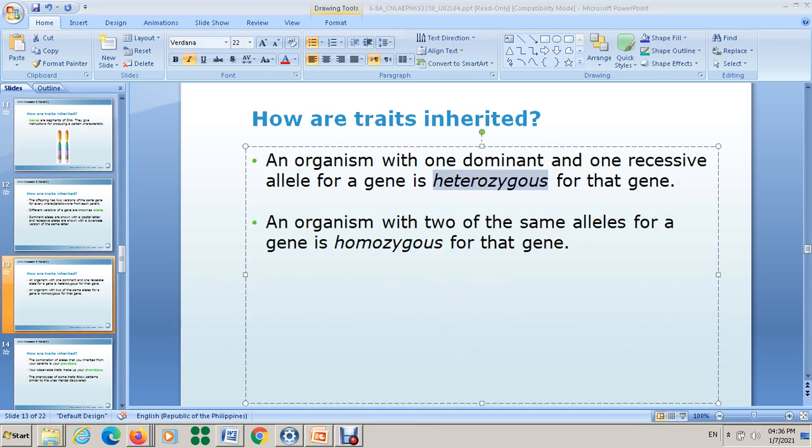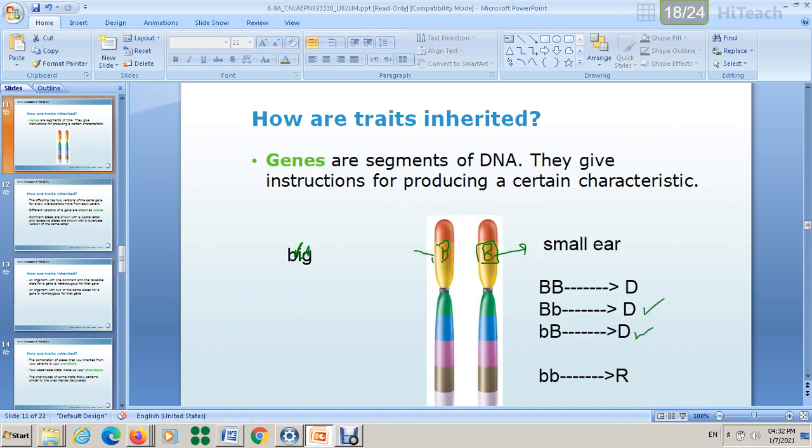Okay, so let's go back. An organism with two of the same allele for a gene is homozygous for that gene, which means like this one, this is homo and this one is homo. You understand now the difference between these? You have to know from this lesson the meaning of the gene, the meaning of alleles, when the recessive appears, when the dominant appears, what homozygous is, what heterozygous is, and you have to understand these terms.